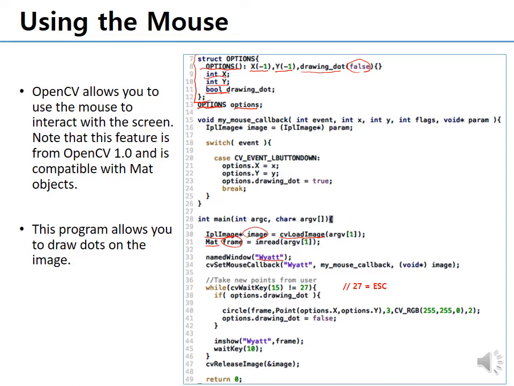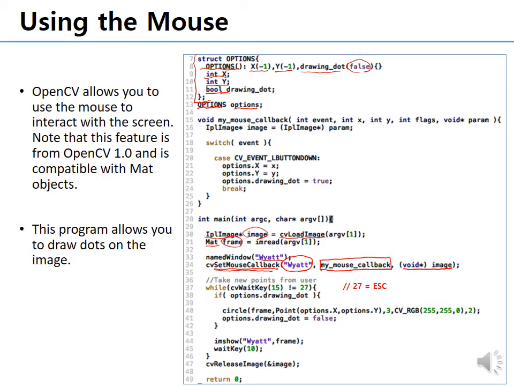So they check the mouse callback. They check the input from the mouse inside of the Wyatt window, and when there are some actions, they call this function, my mouse callback, and they do something on this image.